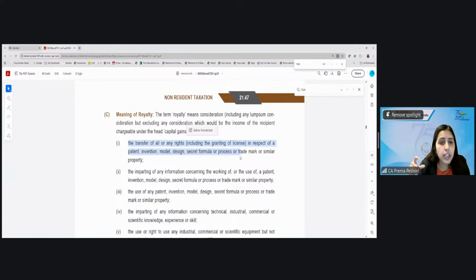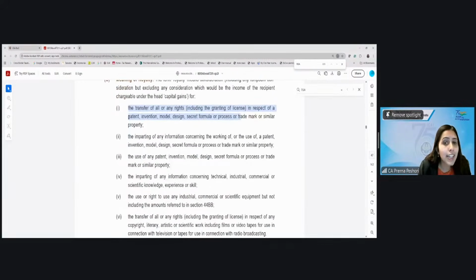Where you are imparting the information as to how to use a particular model or how to use a process, that is royalty. Where you are allowing the usage of that patent, you're not just allowing them the right, but you're giving them the usage of that design, to incorporate into your own design, or to use some process or some formula and incorporate into your medicine, to use some computer code and incorporate into your code. That is the use. That is also royalty.